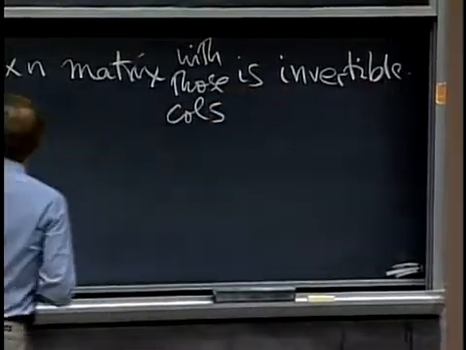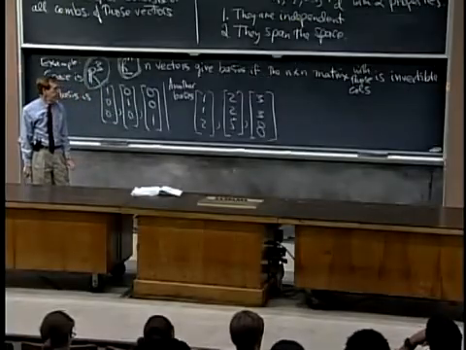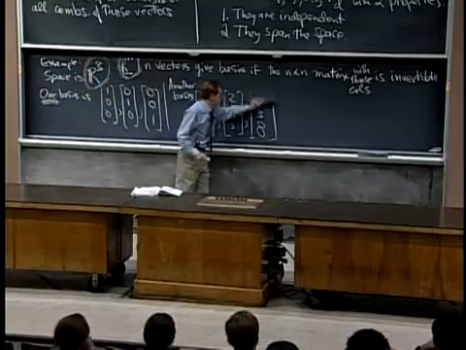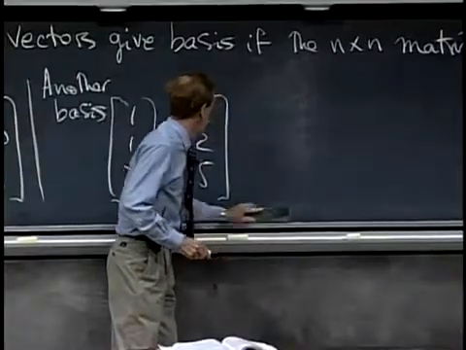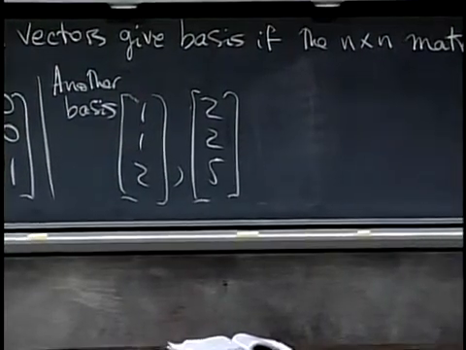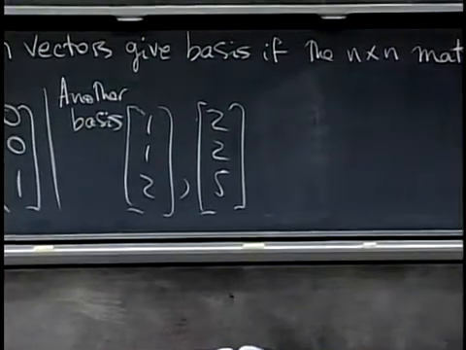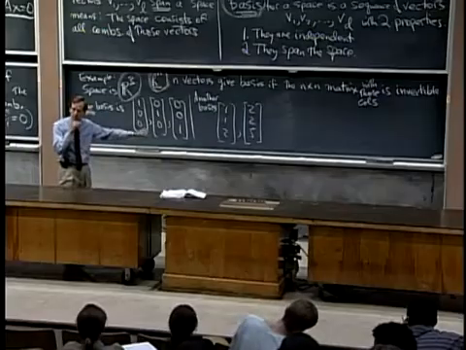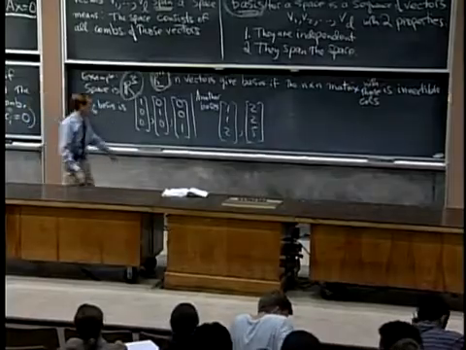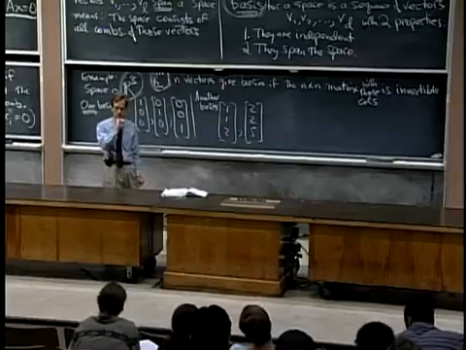So that's when the space is the whole space Rn. Let me be sure you're with me here. Let me remove that. Are those two vectors a basis for any space at all? Is there a vector space that those really are a basis for? That pair of vectors, this one, 1, 1, 2, and 2, 2, 5, is there a space for which that's a basis?